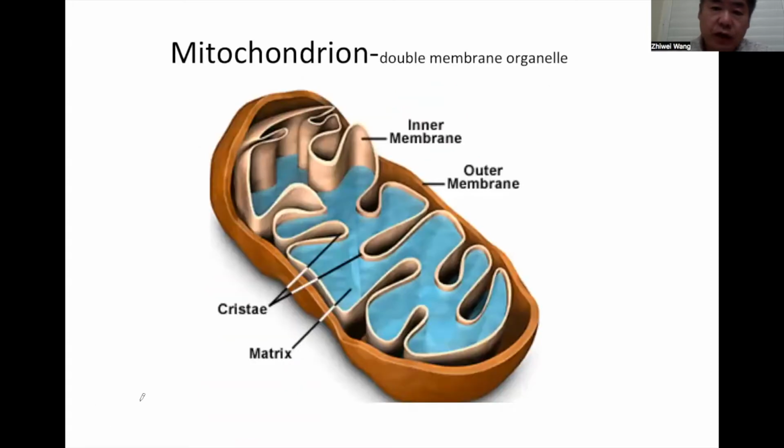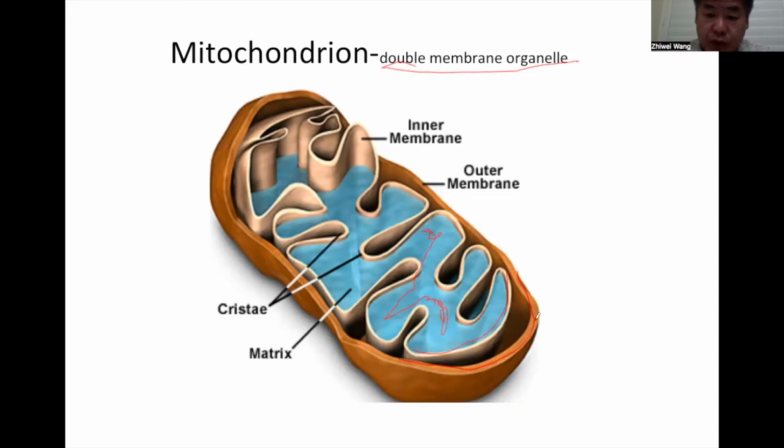Following glycolysis, the Krebs cycle, and the following electron transport and oxidative phosphorylation, happen in the mitochondria. That's one of the organelles inside the cells. The mitochondria is a double membrane organelle, and here it shows the outer membrane. You have the inner membrane. Then inside we call it the matrix. That's the matrix of the mitochondria.